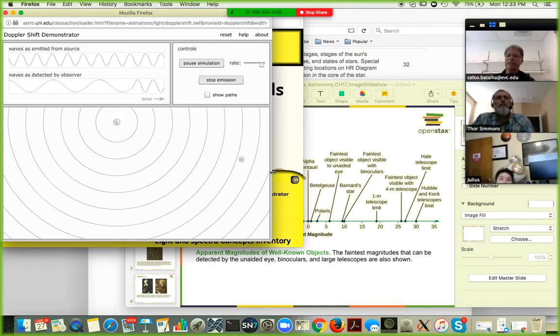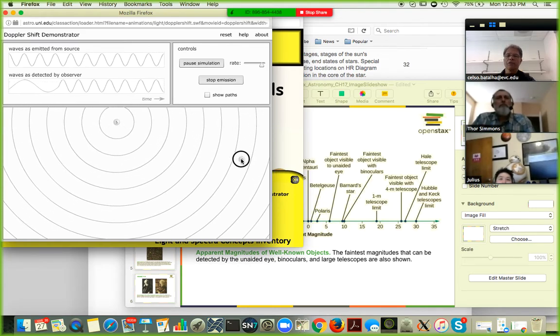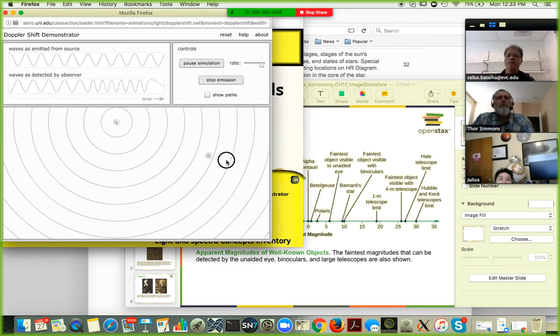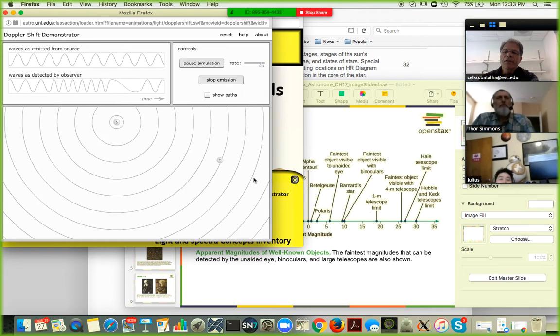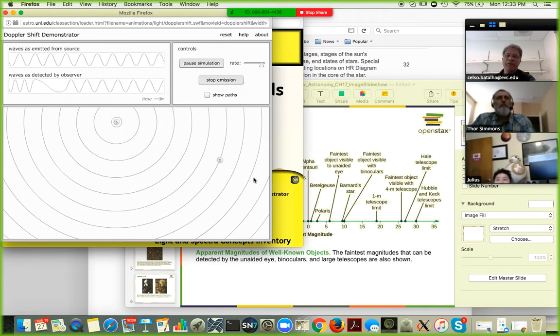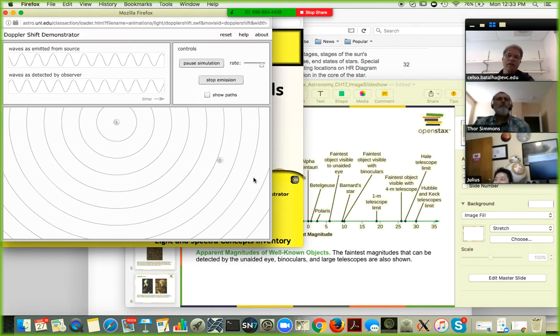The wavelength is bigger, so you have a red shift. So blue shift and red shift. The equations governing this effect are very well known by physicists and astronomers.